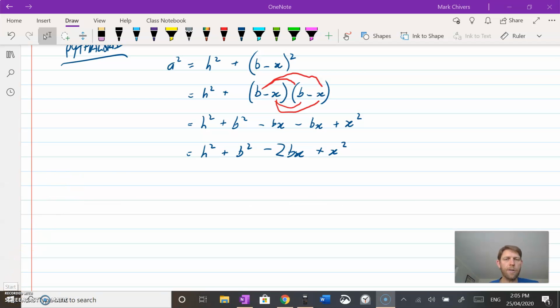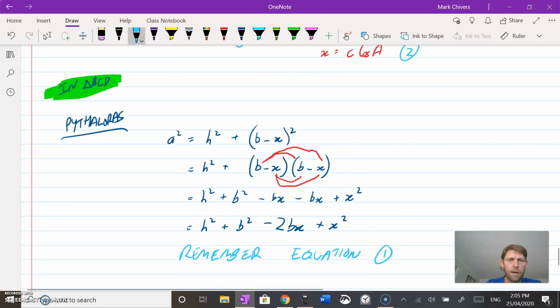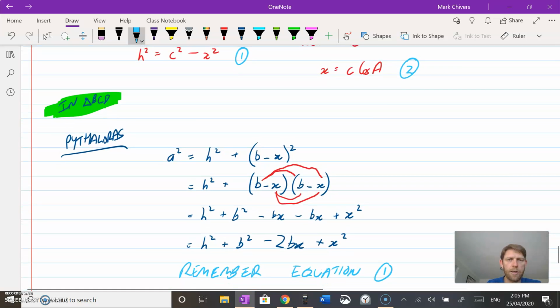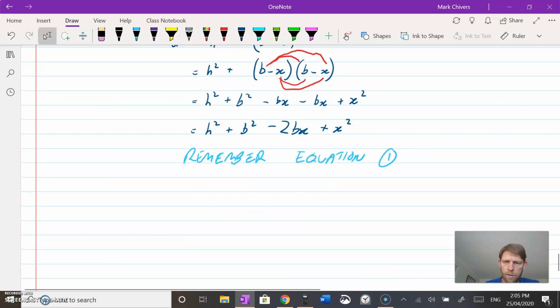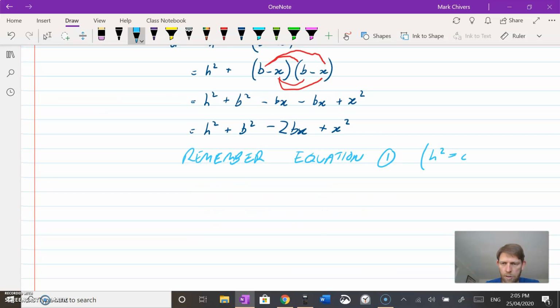And the next thing we're going to do is we're going to remember equation 1 above. So I'm going to go remember equation 1. And what did equation 1 say? Well, equation 1 said h squared equals c squared minus x squared. So what I can do now is I can say, well, everywhere I see a h squared in this particular line of working, I can replace it with a c squared minus x squared.